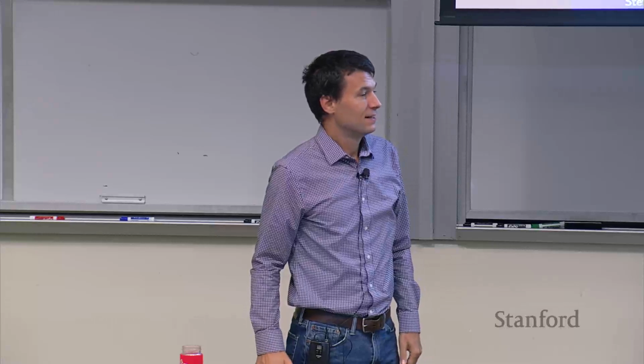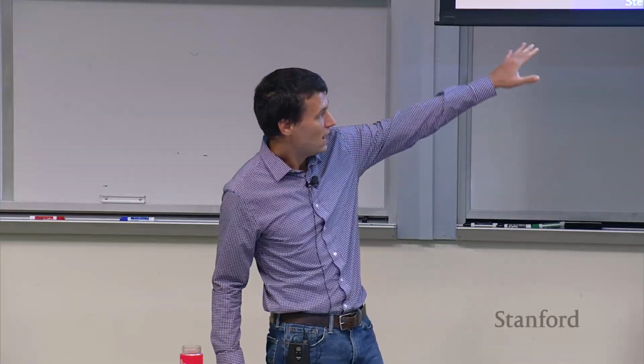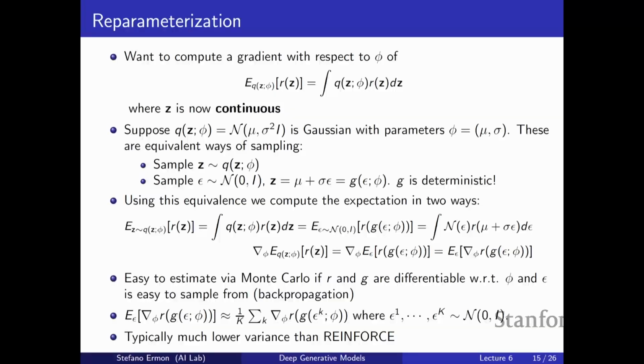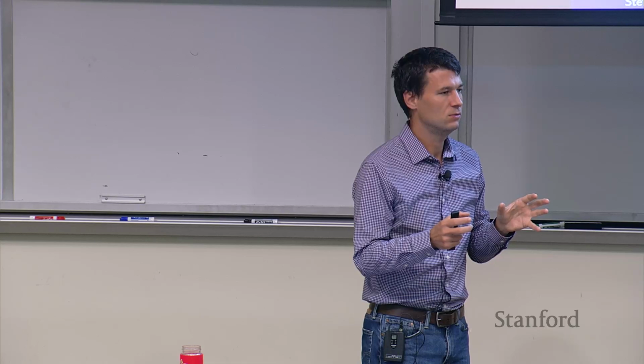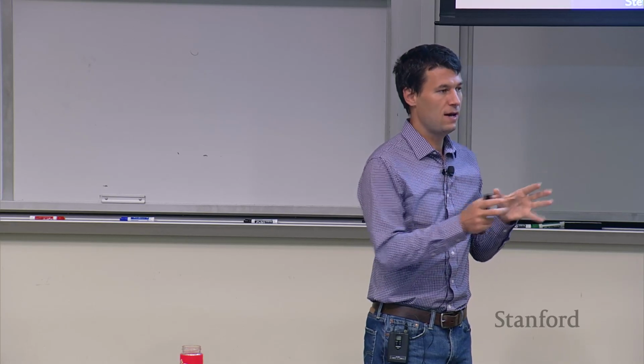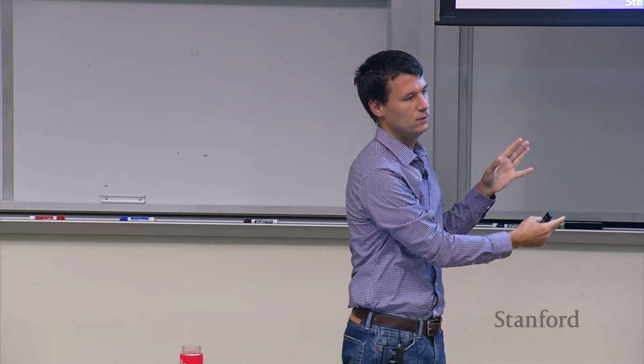Yeah, so it doesn't work for discrete random variables. If you have that kind of setting, and it doesn't even work for all continuous distributions. You have to be able to write the sampling procedure as some kind of deterministic transformation of some basic distribution that you know how to sample from. If you can do that, then this machinery goes through.